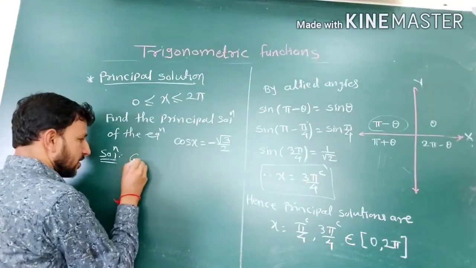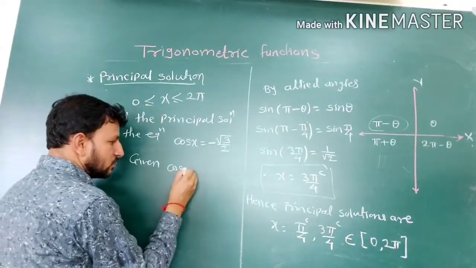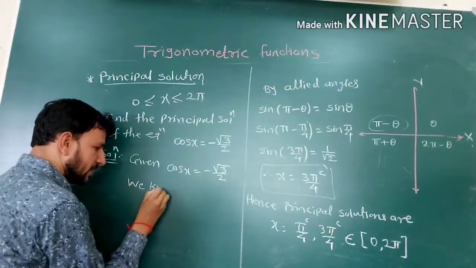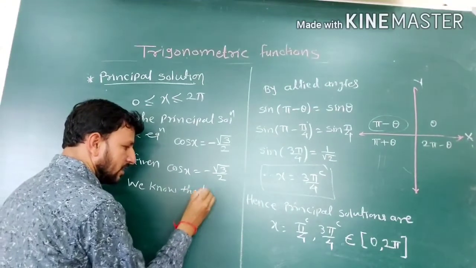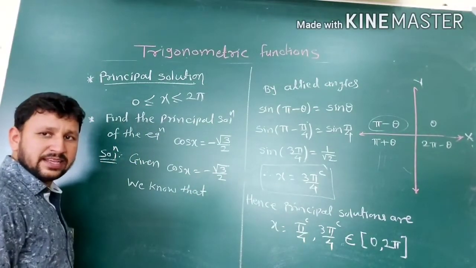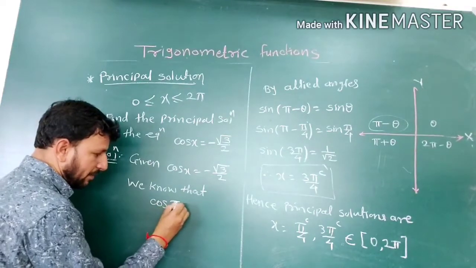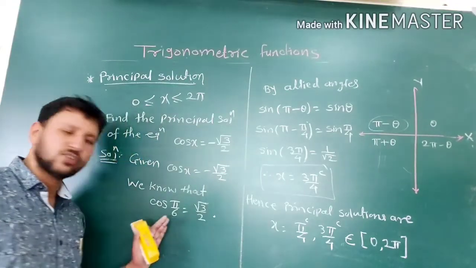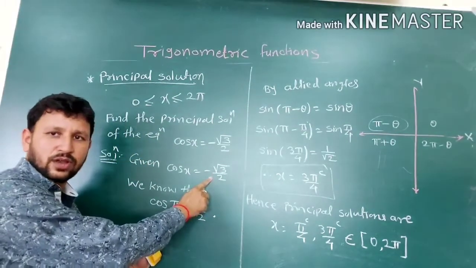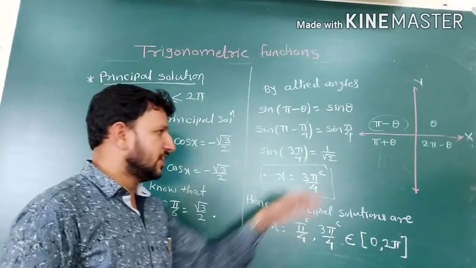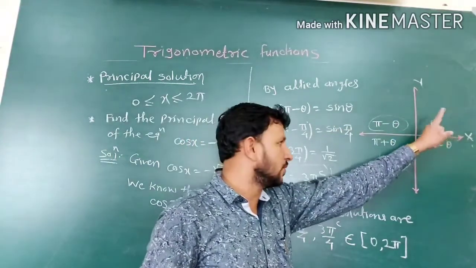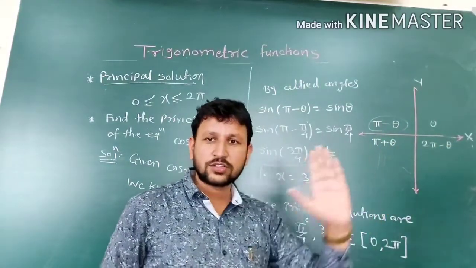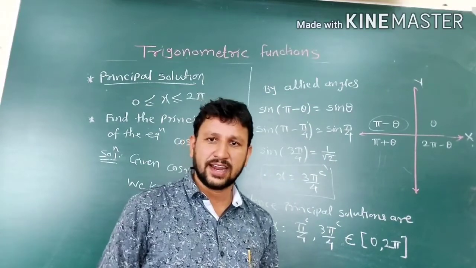Cos function's given value is here minus root 3 upon 2. We know that the value of the function is positive for the angle pi by 6, that is cos of pi by 6 is plus root 3 by 2. The answer is not pi by 6 because it is a negative value. For cos function negative values, check from the quadrants. Cos is positive in the first and fourth quadrant and negative in the second and third quadrant. So your solutions lie in the second and third quadrant.